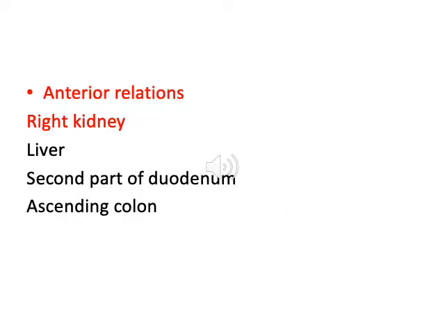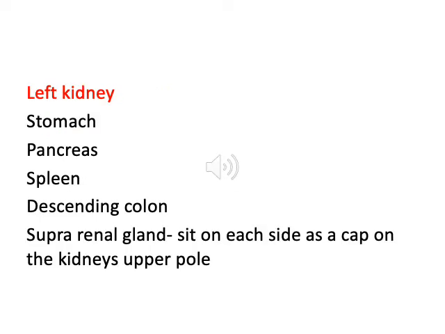Anterior relations to both kidneys differ. In the right kidney, it is anteriorly related to the liver, the second part of the duodenum, the ascending colon, and the suprarenal gland. In the left kidney, it is anteriorly related to the stomach, pancreas, spleen, descending colon and suprarenal gland.